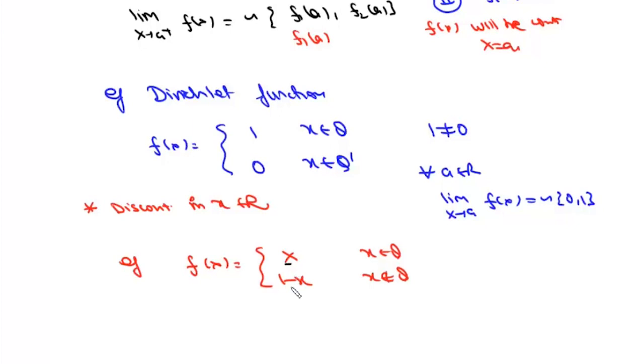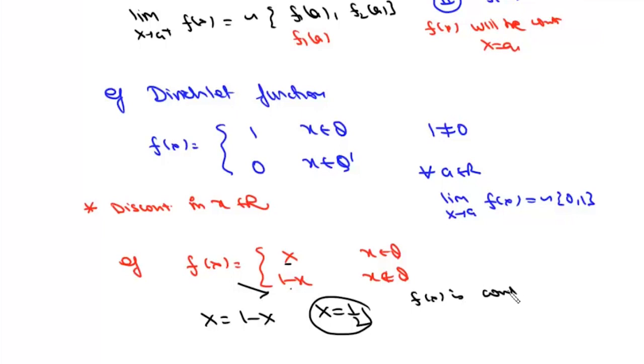Now first we'll equate these two definitions to find the value of x. So here x is equal to 1 minus x, or the value of x is 1 by 2. So this function f(x) is continuous at x equal to 1 by 2, and for all other points, that is for all x belongs to R minus {1 by 2}, this function will be discontinuous.